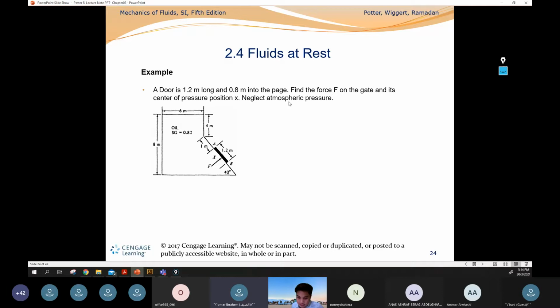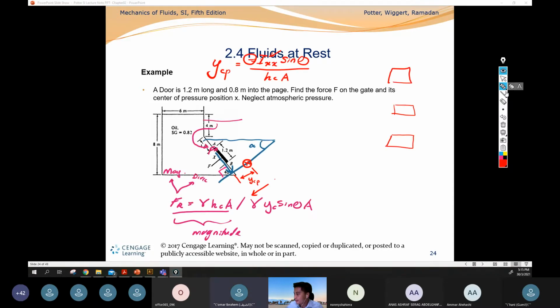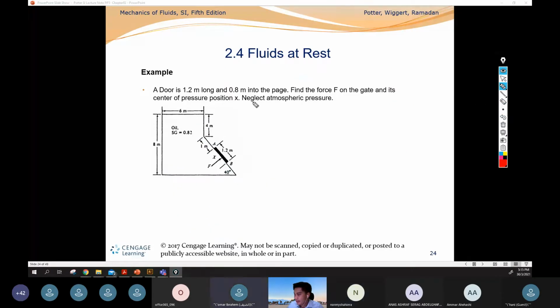Neglect the atmospheric pressure. So when the question tells you to neglect the atmospheric pressure, that means your PATM is equal to zero. Yes, your PATM definitely equals 0, so you don't consider PATM at all. So in your case now it is the gauge pressure, right? So first, find the force.